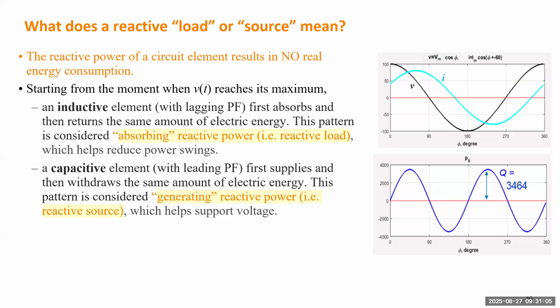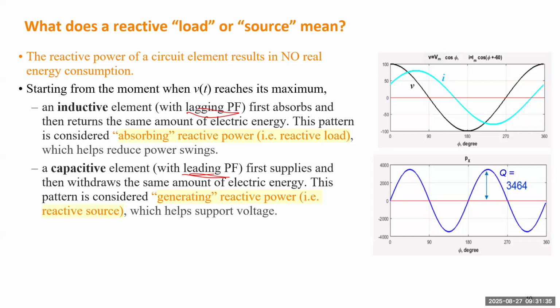Negative means it is not a positive load; it's a negative load. Negative load means a source. So it will generate some energy and give it to the source, and then take the same energy back, then consume the same amount of energy. So this is a leading power factor, compared to the lagging power factor in the first case. We call the second pattern generating reactive power, or a reactive source.